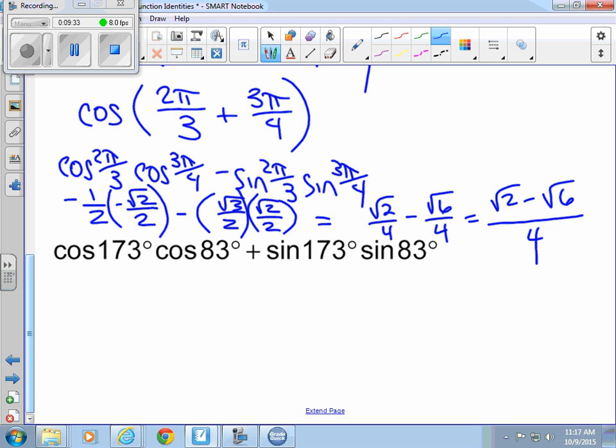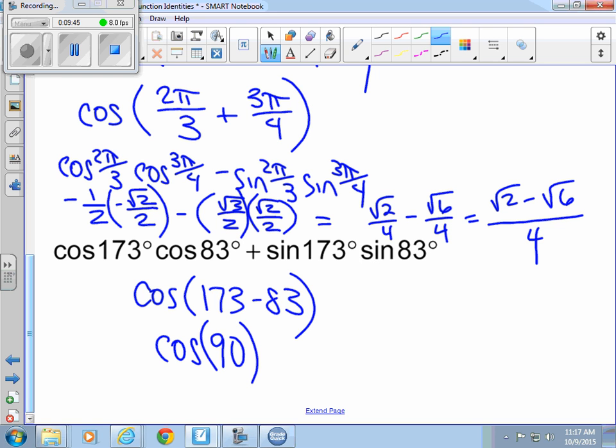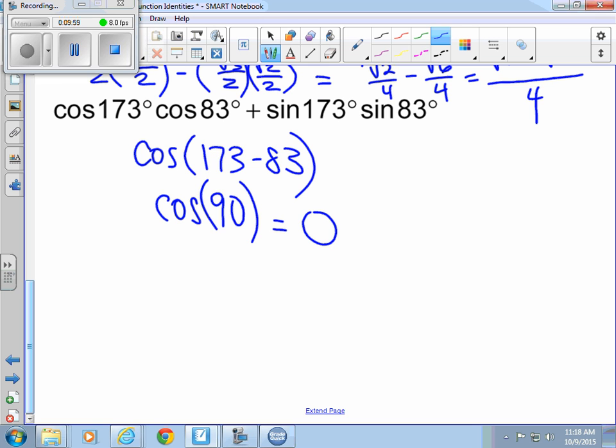Cosine A minus C? Almost. What is the cosine of that? Zero, because the x value on the y-axis is 0. Looks pretty nasty, isn't it?